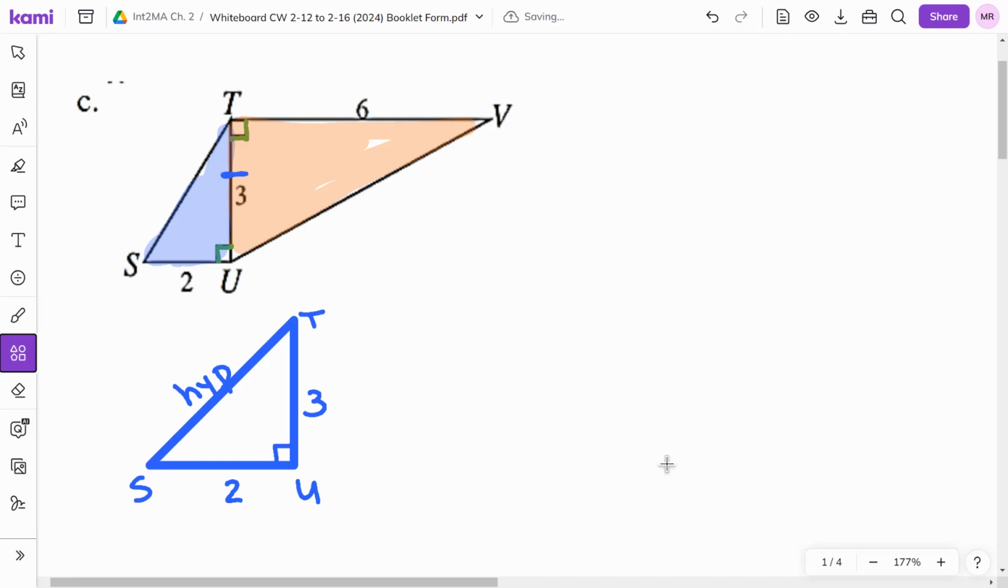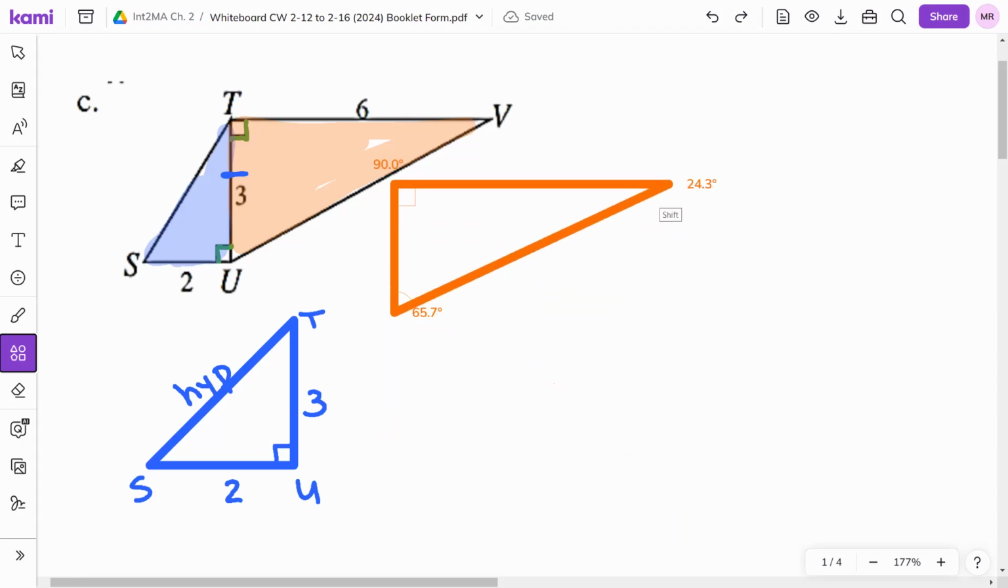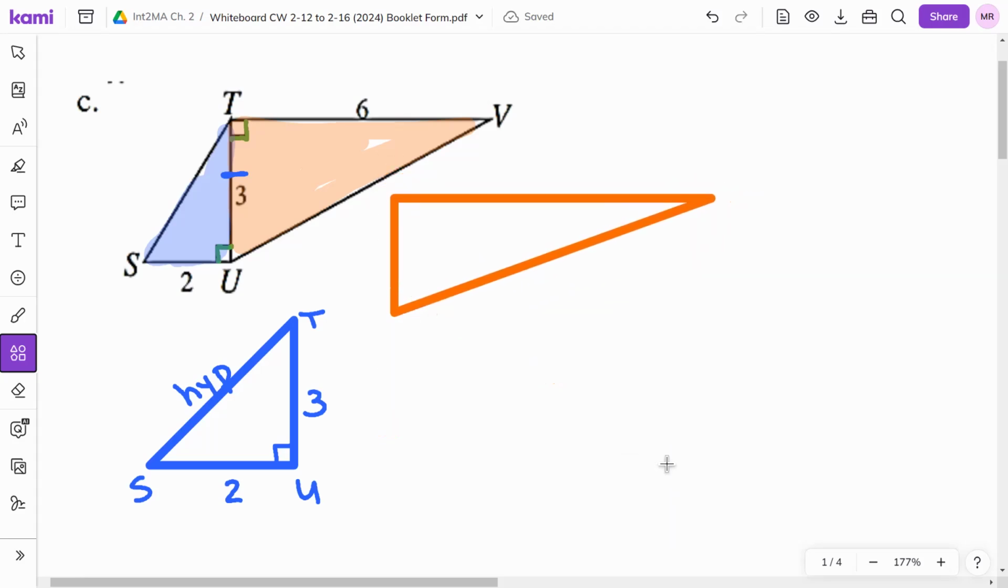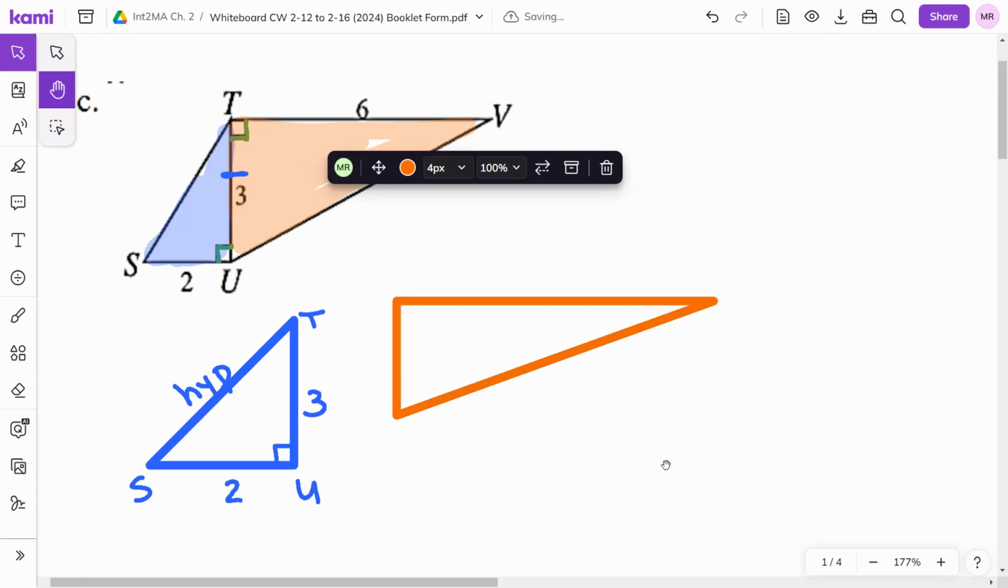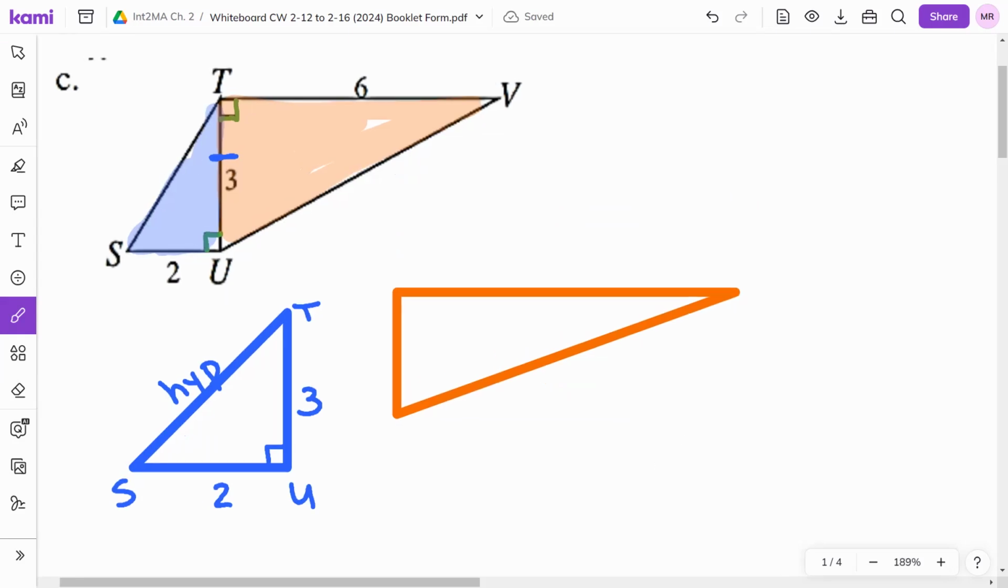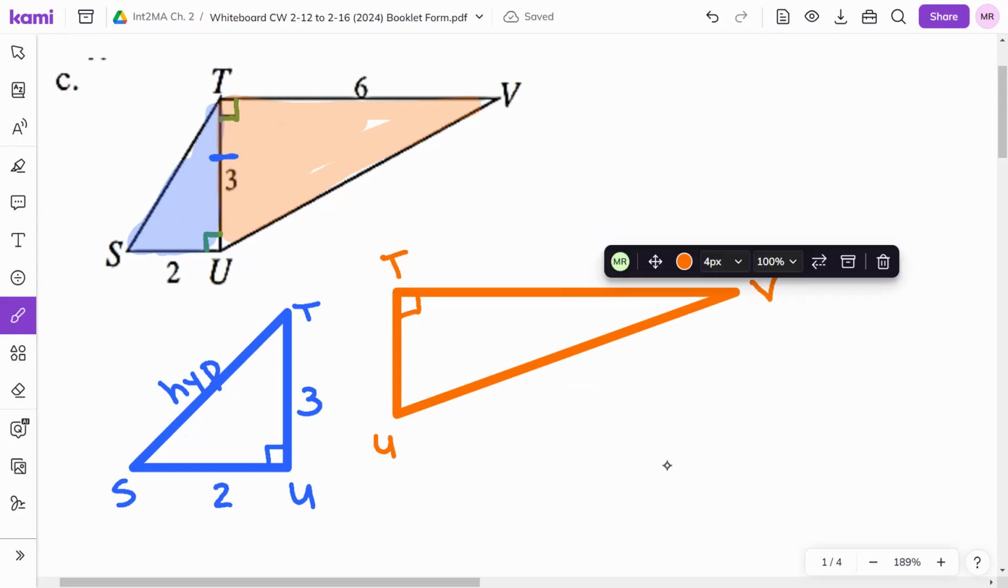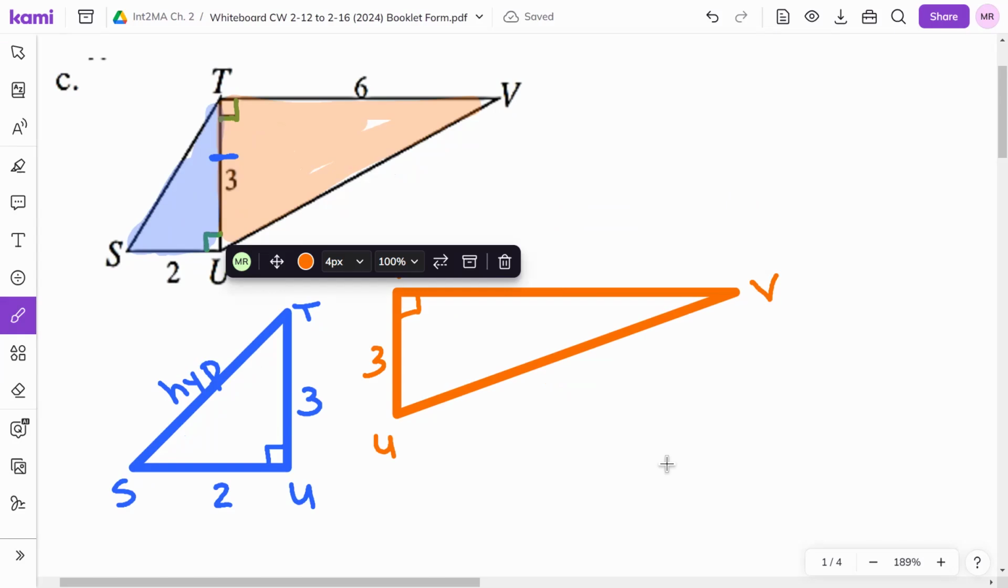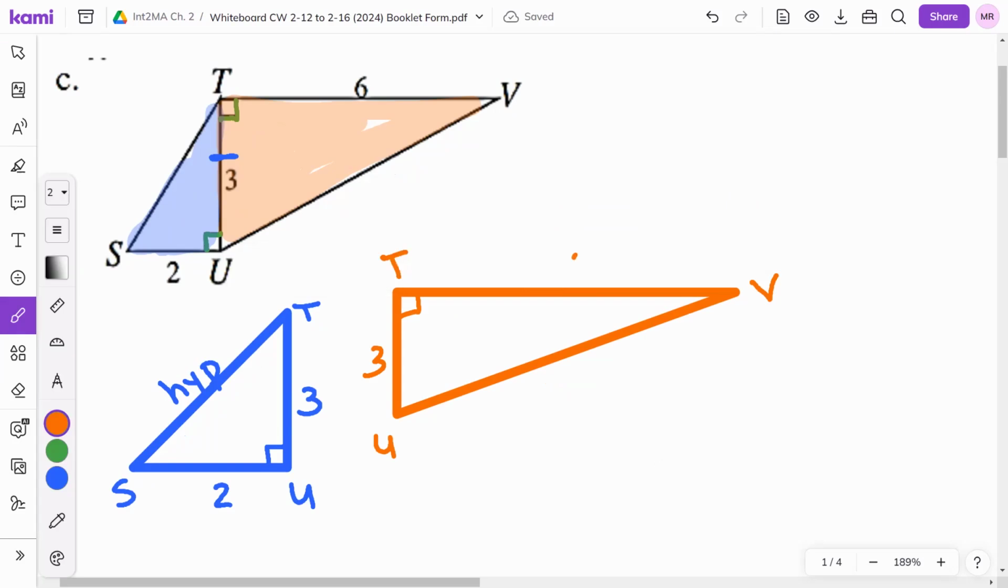And so let's say, which way I want to do it. Okay, let me just move it. So for this one, I have U, T is the right angle, and this one and V. This is our 3, which those correspond, and then this is the 6.